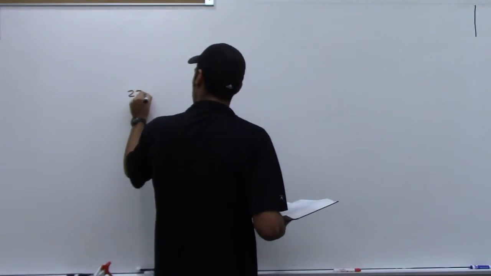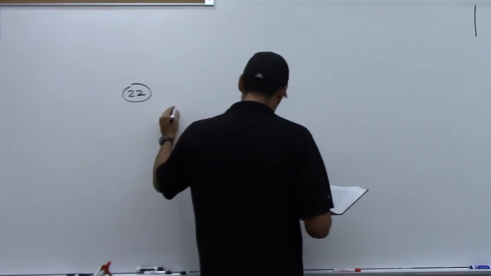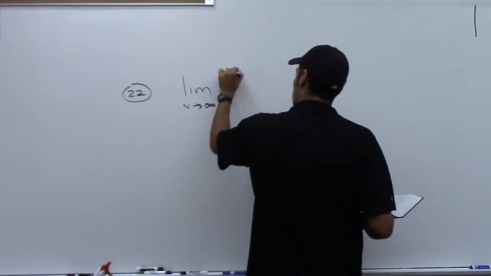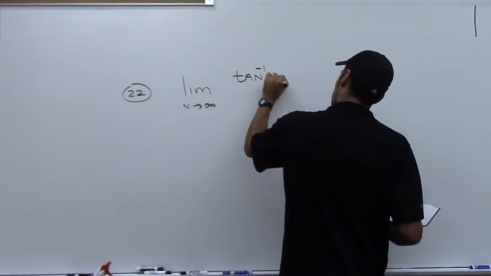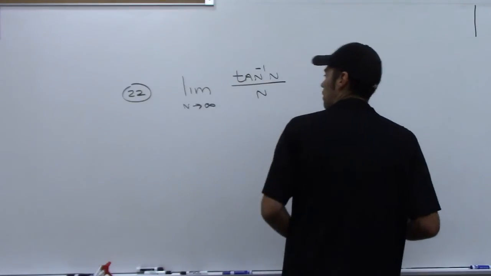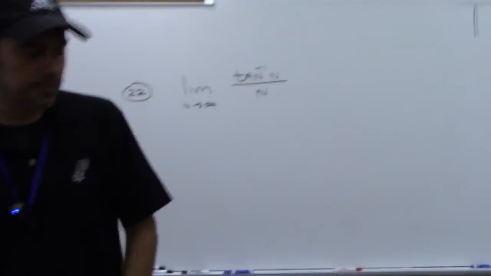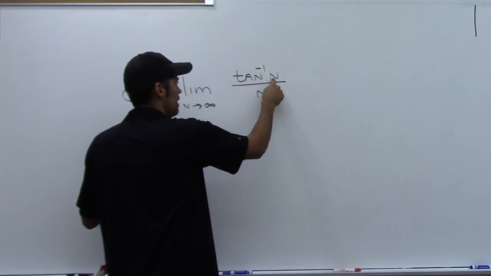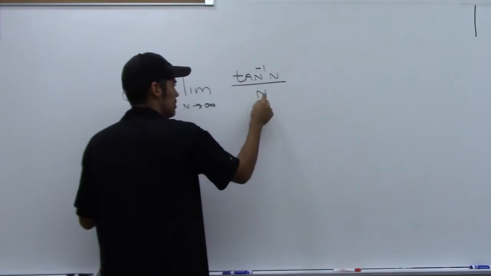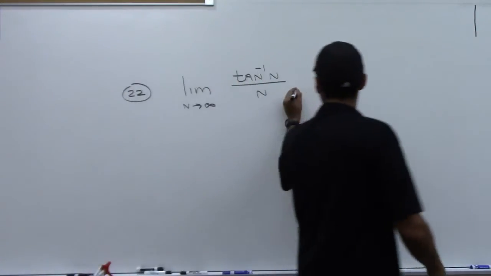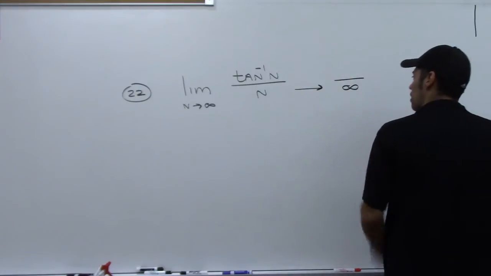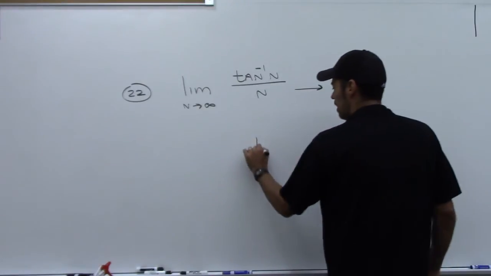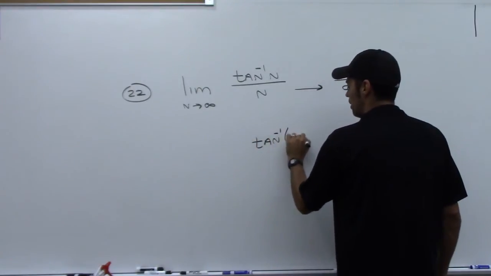22. So we have the limit as n goes to infinity of arctangent of n over n. Arctangent of n gets huge, over this, which gets huge. So I know the bottom is headed towards infinity. The question is, what's the top headed towards? Arctangent of infinity doesn't really make a whole lot of sense.